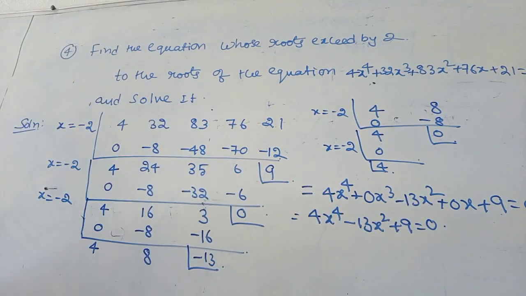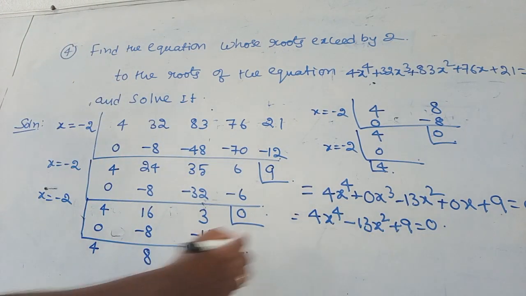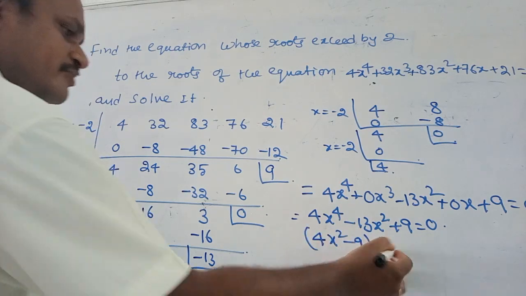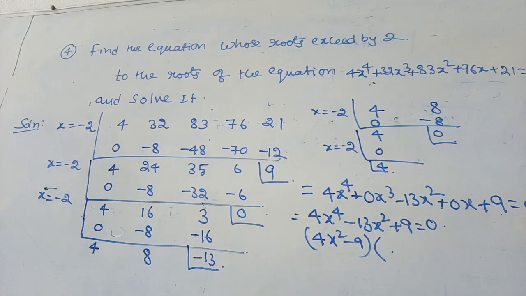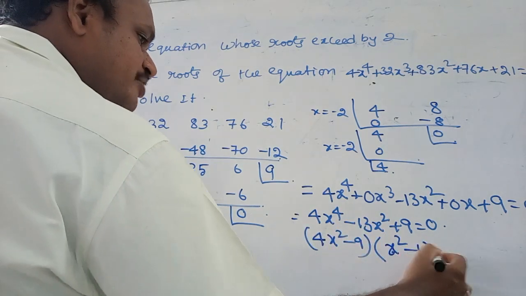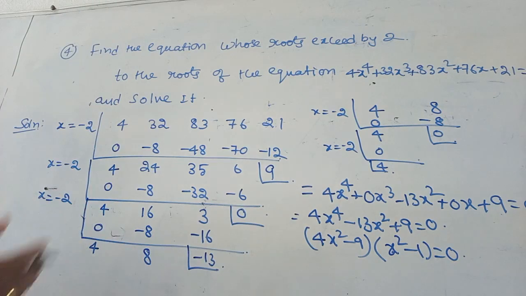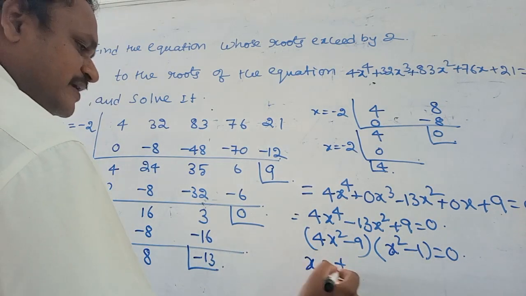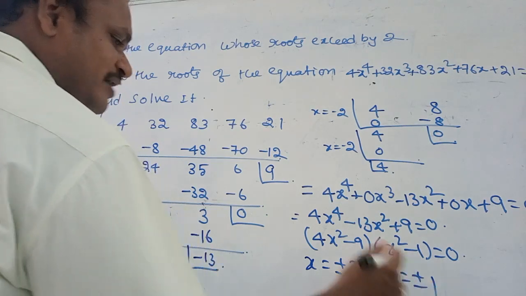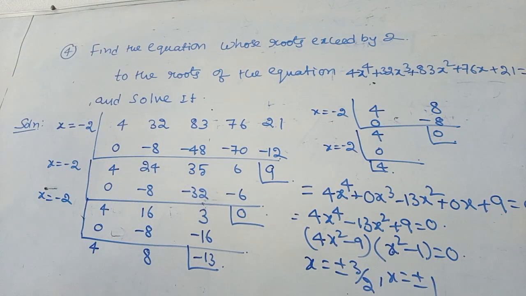This, if you solve, my dear students, you can write it as 4x square minus 9 into x square minus 1 is equal to 0. By factorization you can do it this way. From that we will get the roots: x equal to plus or minus 3 by 2 and x equal to plus or minus 1. Like this you will get the 4 roots of this equation.